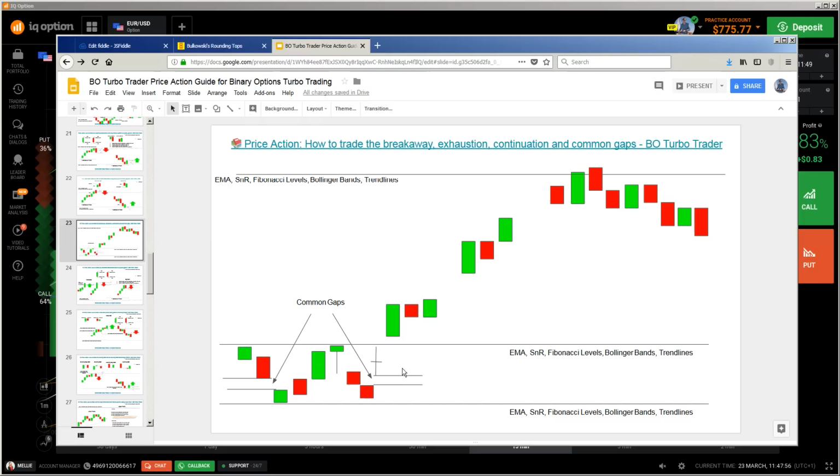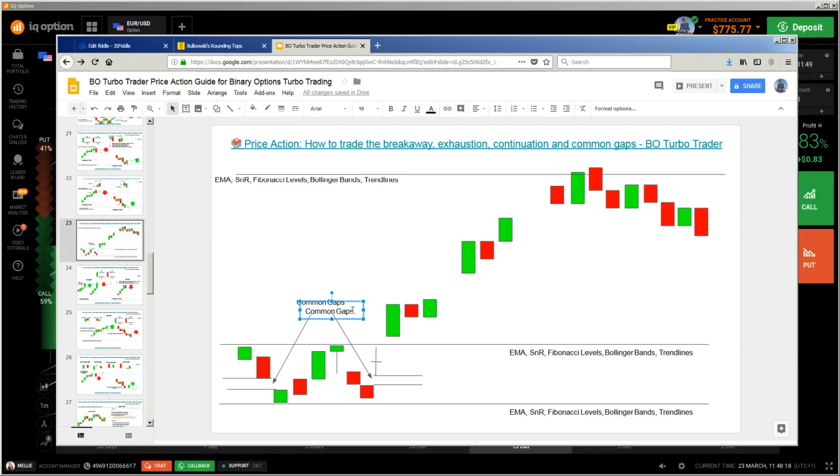So these are gaps. This here is a gap down, this is a gap up. You see it closes or it's opening above this level here. This is opening below this level, so it's a gap down and a gap up. And I will do this so that you have it better in mind.